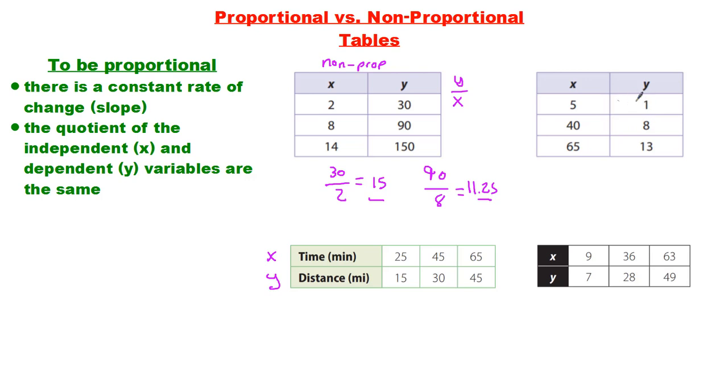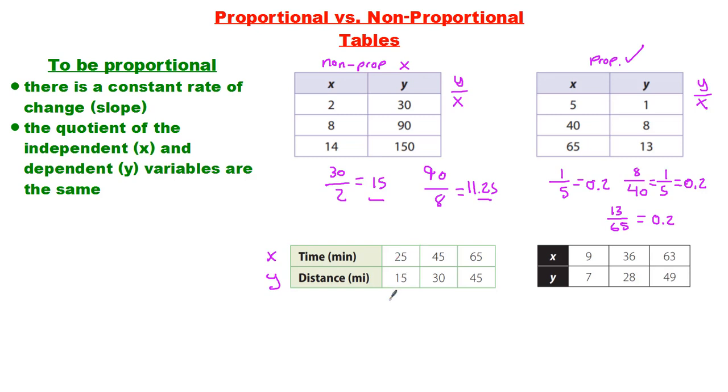All right, if we take a look over here, same thing. We're going to do y over x and find the quotient. So we have 1/5 here, which is equal to 0.2. And then we have 8 over 40, which simplifies, dividing by 8, to 1/5. So I get the same thing, 0.2. And then lastly we have 13 over 65. So 13 divided by 65 will in fact also give me 0.2. So this is proportional. Same thing over here.